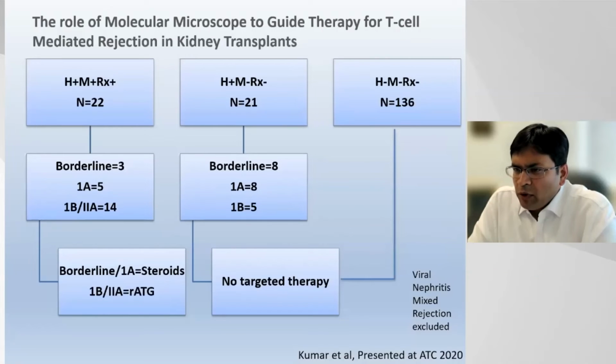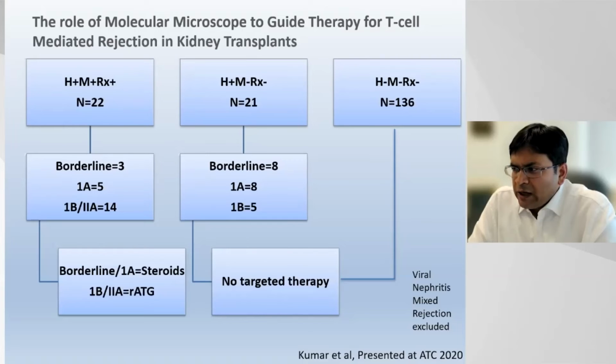So we've now taken this TCMR experience to the next level, where I'm showing you further data on how we use molecular tissue gene expression to guide therapy for TCMR. So in this study, we divided patients into 3 categories: those with both histologic and molecular rejection, or H plus M plus; those with histologic but no molecular rejection, or H plus M minus; and those without rejection by both techniques. And these are all biopsies done in the same era, between 2017 and 2020.